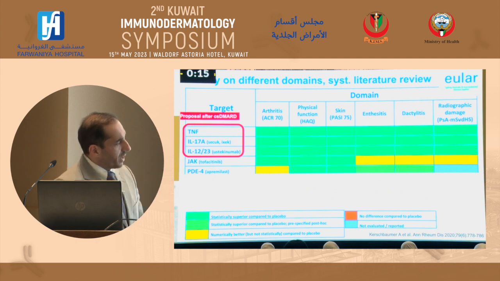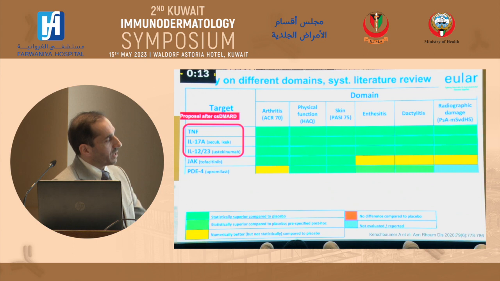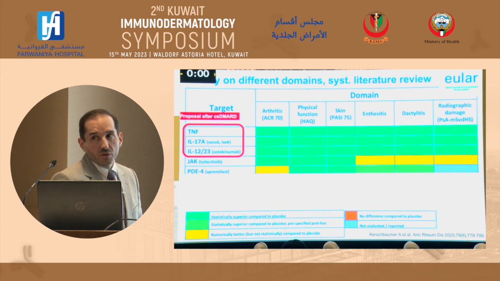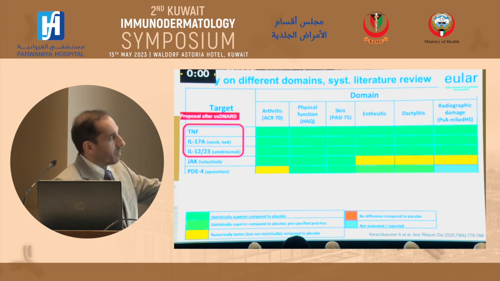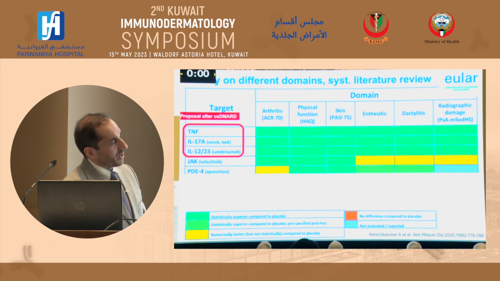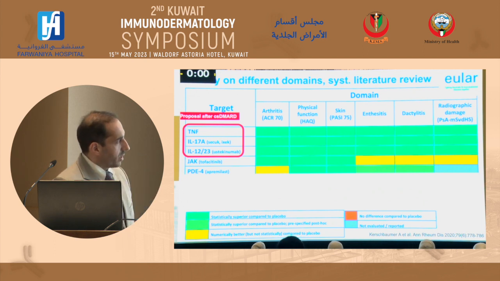In the green light here, you see where they made their recommendation based on being statistically superior compared to placebo. So you see, for example, TNF, interleukin-17, and Stelara have been approved in terms of arthritis, improving physical function, skin disease, enthesitis, dactylitis, and also some of these studies showing radiological improvement, mainly preventing erosion and damage in the joint. For JAK, when this came out, only tofacitinib was approved at that time. Obviously, other agents have been approved since then, and you see there was no enthesitis or dactylitis data. There was more data after this publication.